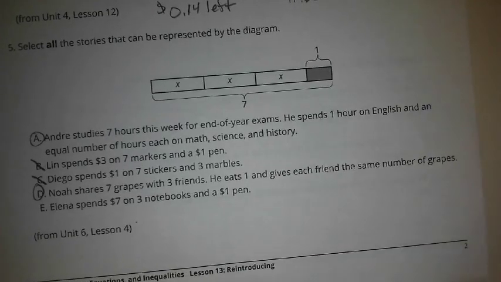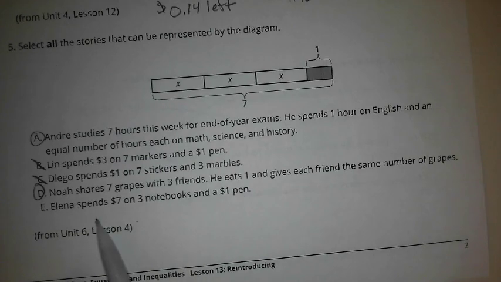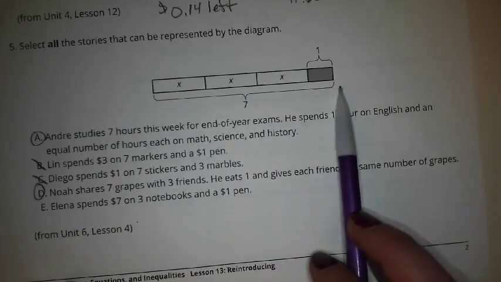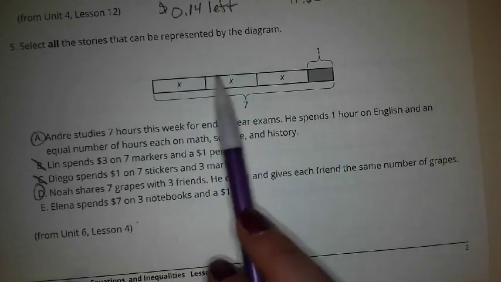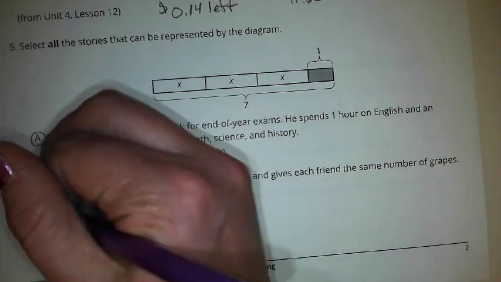E, Elena spends $7 on 3 notebooks and a $1 pen. So this could be my $7 with my 3 price of notebooks, and this would be my $1 pen. So yep, E would work.